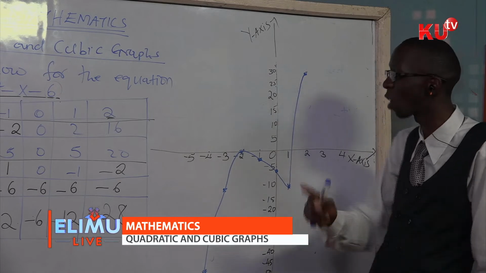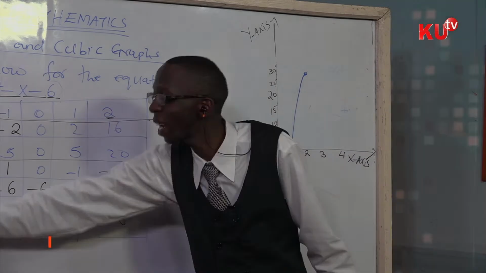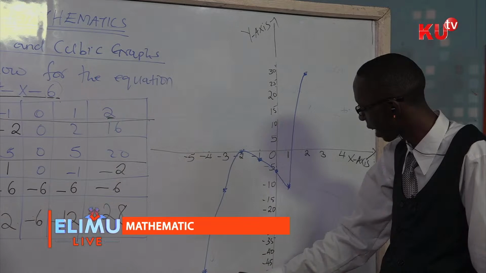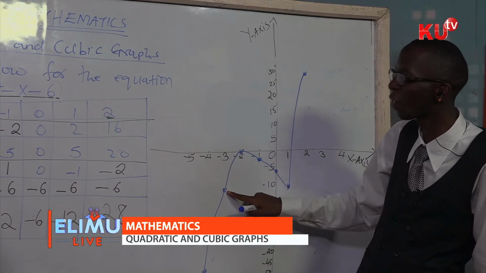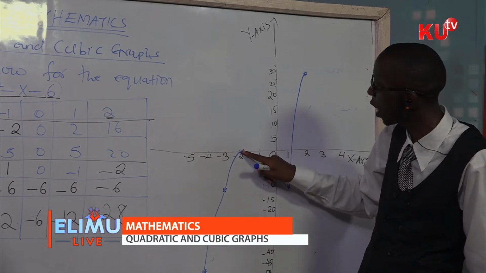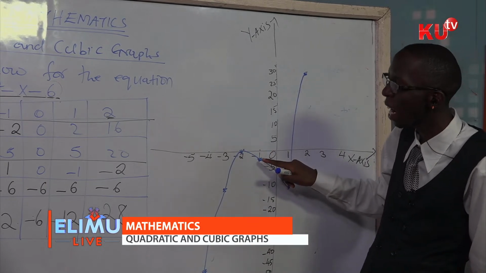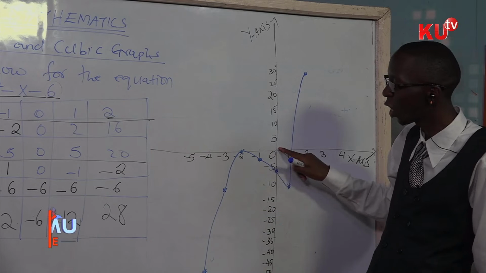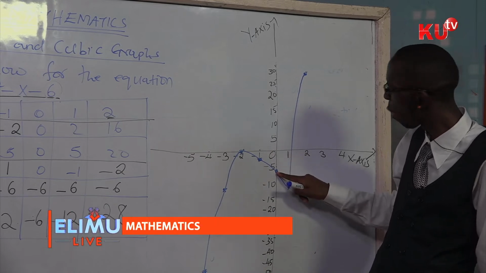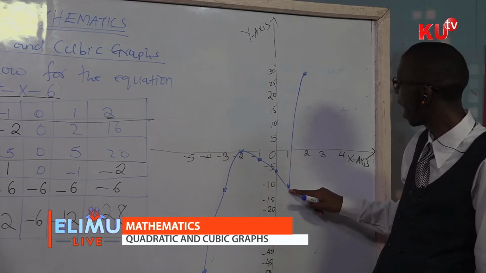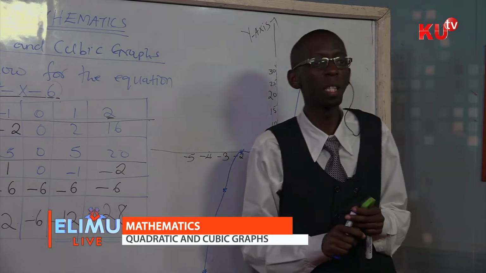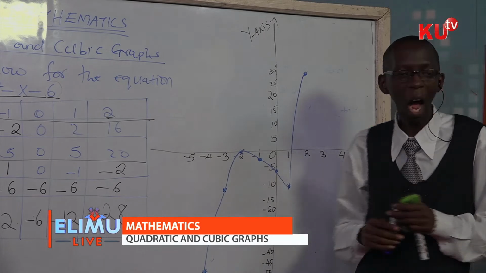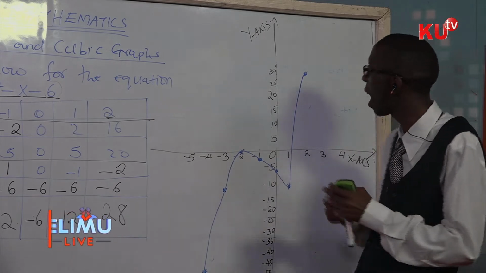Make sure that your curve is a smooth curve, because if your curve is not smooth, then you must confirm your values. Negative 4, negative 50; negative 3, negative 12; negative 2, 0; negative 1, negative 2; 0, negative 6; 1, negative 12; and 2, positive 28.